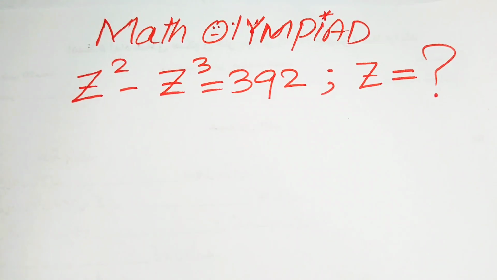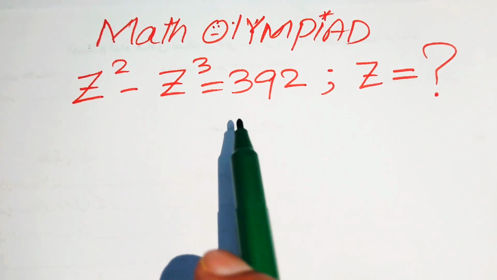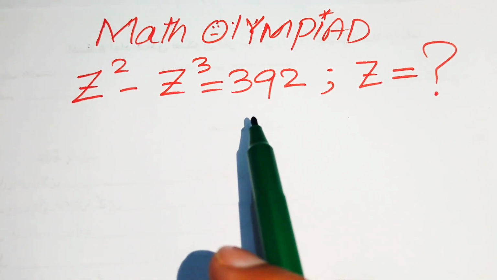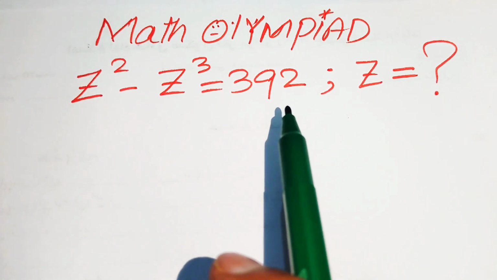Hello everyone, welcome to solve this math Olympiad algebra problem. Here we have z squared minus z cubed equals 392, and we solve this problem for the values of z.